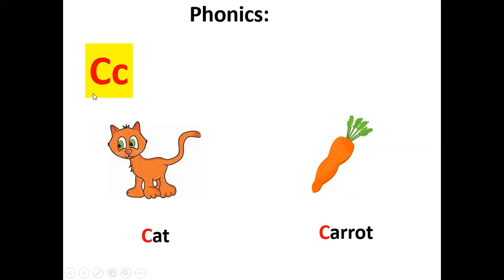Letter C sound. K, k. We have k, k, cat. K, k, cat. Listen and repeat. K, k, cat. K, k, cat. Next one.